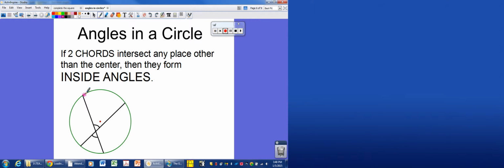Because of the vertical angle theorem, this angle on top here is going to be the same as this angle down here. Either way, you have this pair of vertical angles that are inside and this pair also that are inside. So this is the arc that they are related to. This inside angle belongs to this arc. This inside angle belongs to that arc. We'll call this arc A, maybe an arc B.